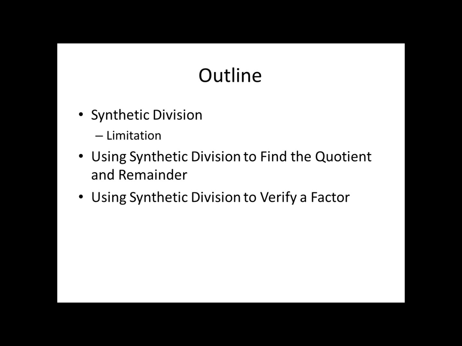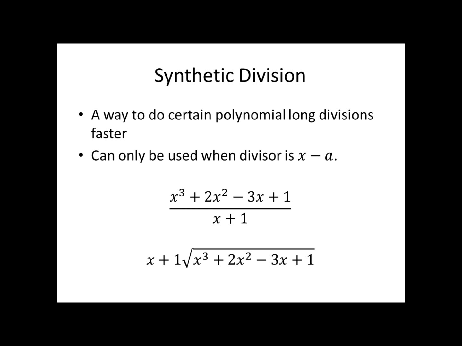And then we'll look at using synthetic division to find the quotient and remainder, and using synthetic division to verify a factor. Now, synthetic division is a quick way to do polynomial long division. The problem is, the reason it's so quick is because it's so limited. We can only use synthetic division when the divisor, that is the polynomial that we're dividing by, is x minus some real number. Now, because it's so limited, you have to pay attention.